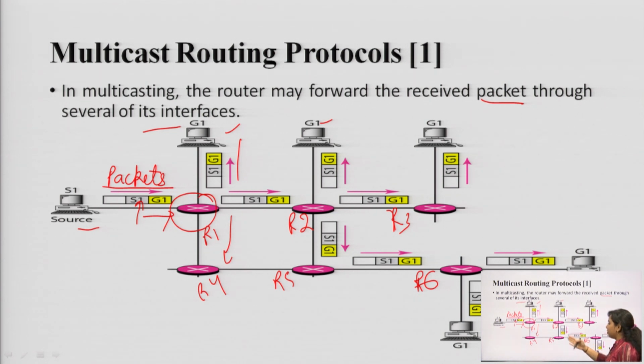So, at every router you have the choice to transmit the particular packet. In this case, it is forwarded to 3 different points. Here, it will forward to 2 different points. So, this is multicasting: the router may forward the received packet through several of its interfaces.